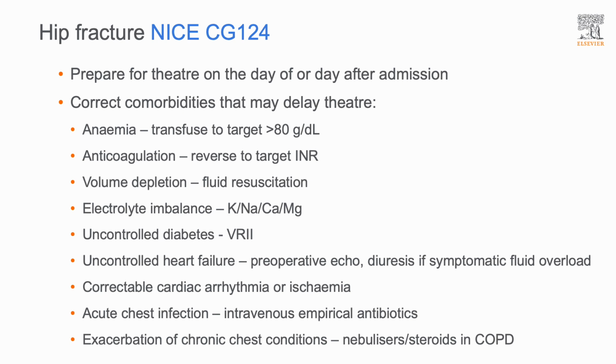Uncontrolled heart failure should be diagnosed with a preoperative echo, and diuresis can be required if there is symptomatic fluid overload. Any correctable cardiac arrhythmias or ischaemia should be corrected and treated. Evidence of acute chest infection warrants treatment with intravenous empirical antibiotics, and if there is any associated exacerbation of chronic chest conditions, these should be treated appropriately.